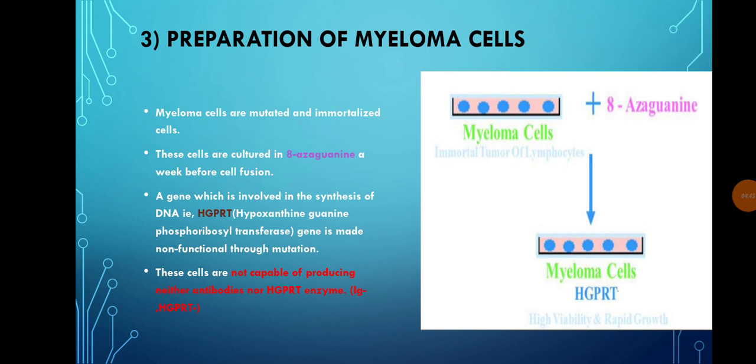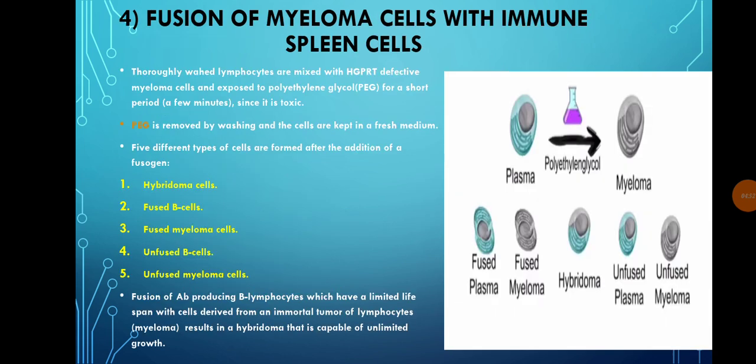This gene is made non-functional through mutation. These cells are not capable of producing either antibodies or an HGPRT enzyme. Fusion of myeloma cells with immune spleen cells. Five different types of cells are formed: hybridoma cells, fused B cells, fused myeloma cells, unfused B cells, unfused myeloma cells.